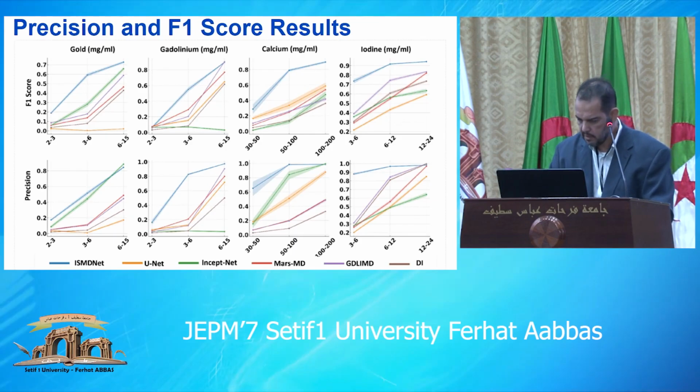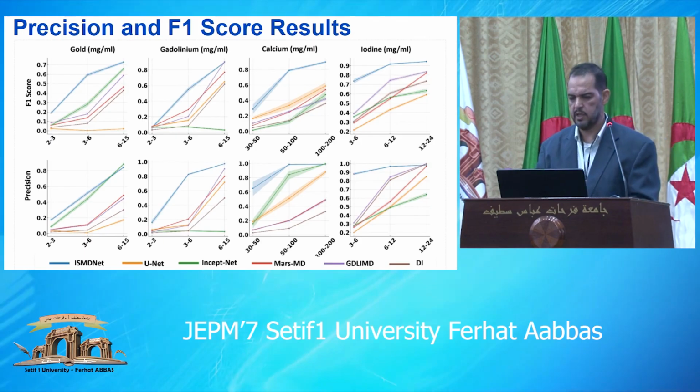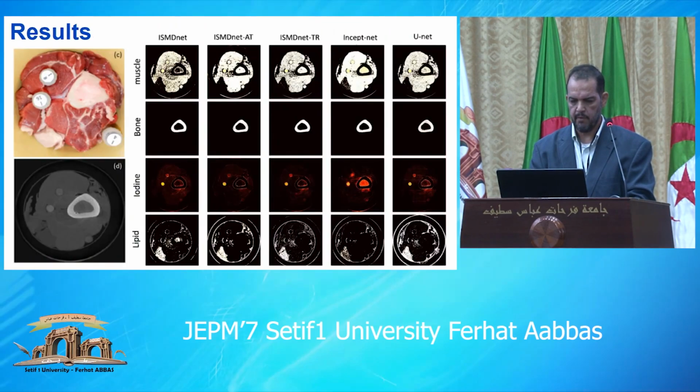It looks like the other materials are covered. Oh, sorry, it's the precision. So this precision also, the blue color is a precision. And again, you can see that for at least these materials, gold, gadolinium, calcium, and iodine, we achieve better performance than the other methods.